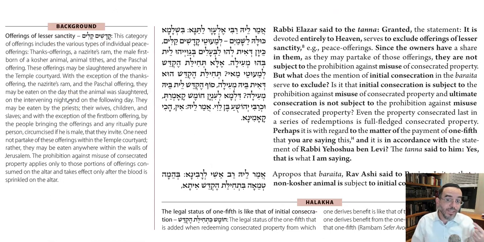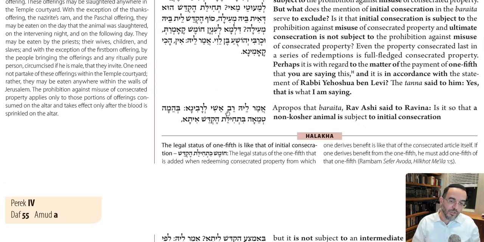But if it's not techilat hekdesh, meaning item B is not the initial origin of the hekdesh, it just copied A, so if you go from B to C or C to D, then you would not have to add a fifth. And so we see that this baraita would support Rabbi Yoshua ben Levi, and that's what he says, right? You meant this to be like Rabbi Yoshua ben Levi, only the initial A to B, that you have to add a fifth surcharge? He says, yes, that's what I meant when I recited this baraita.